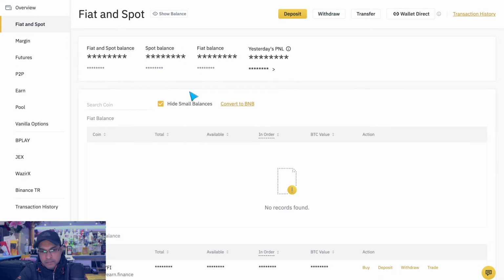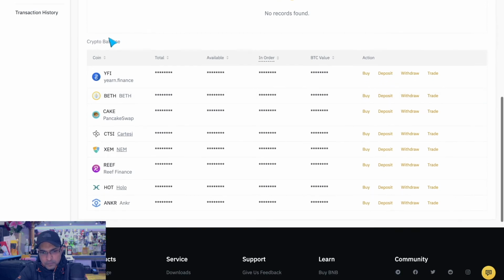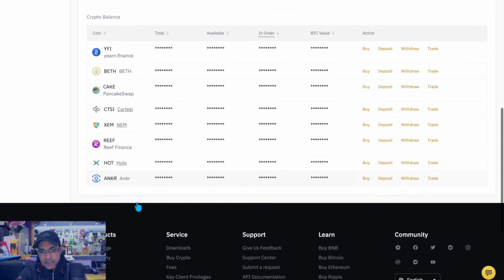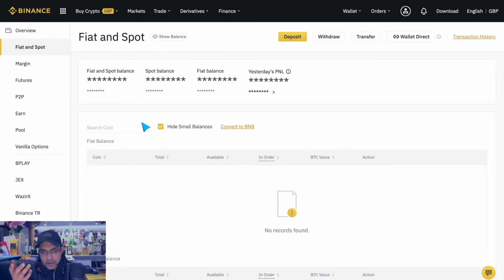So I hope this actually helps. Like, for example, my crypto balance currently, as you can see, these are the ones I have. I've got Yearn in there, I've got Beth in there, I've got Cake in there, I've got CTSI, I've got NEM, I've got Reef, I've got Hollow, I've got Anchor. So these are the ones that currently are sitting in this particular wallet. Some loose change that I bought, but as I said, it's a fresh account. I don't really want to show the amounts. I've opened it for another reason, but I hope everybody can understand all of this.